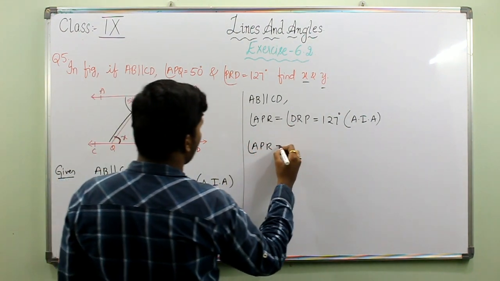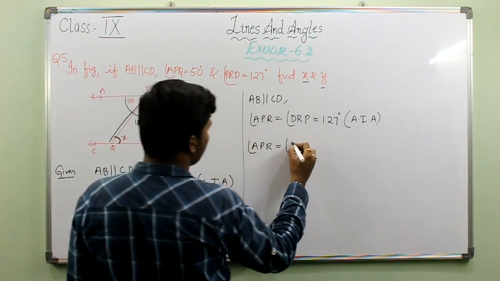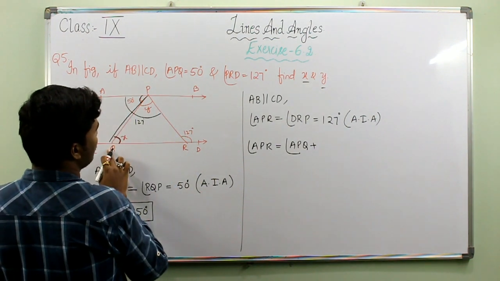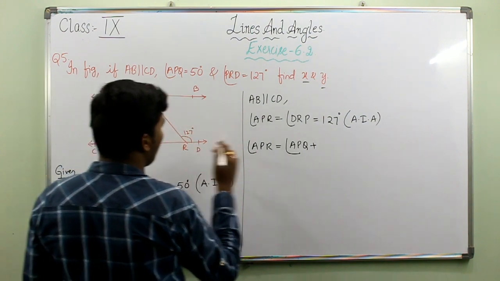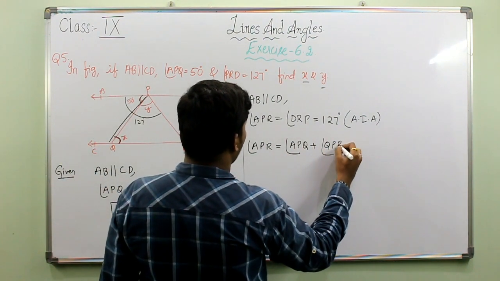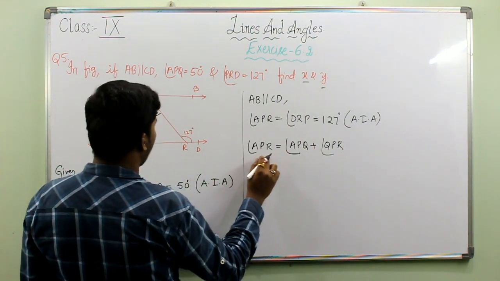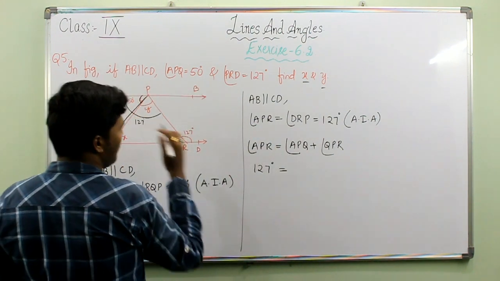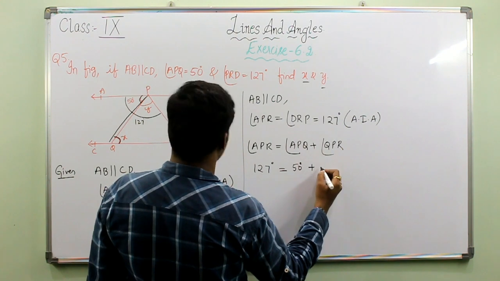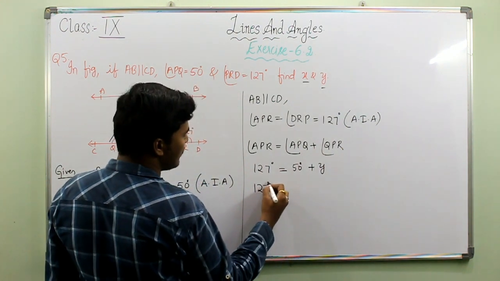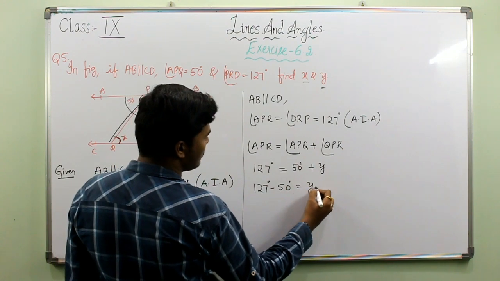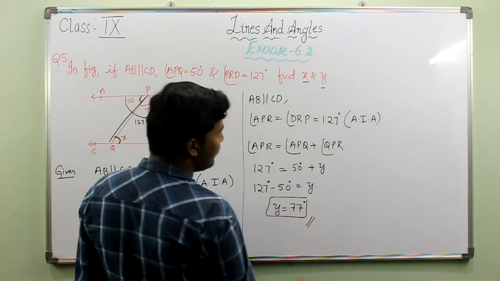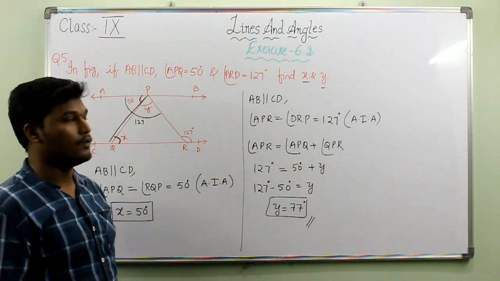Now if you see angle APR, angle APR is a combination of APQ plus QPR. So APR is nothing but the complete angle, which is 127 degrees, is equal to angle AP, which is 50, plus angle P, which is Y. So from that, 127 degrees minus 50 degrees is equal to Y. From that, Y is equal to 77 degrees. This is how we found X and Y values.